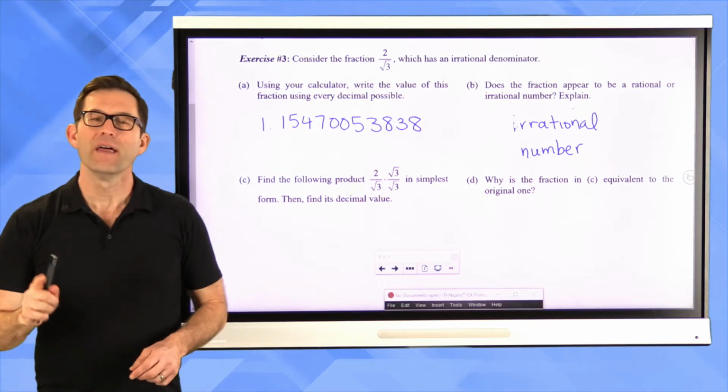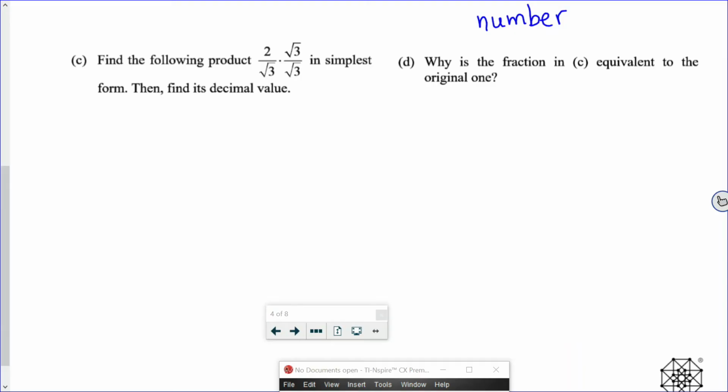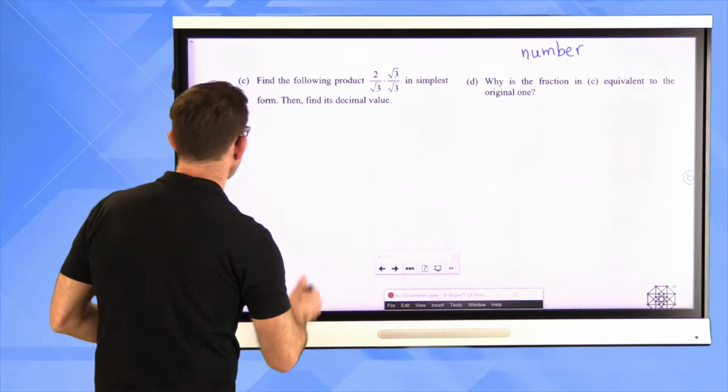All right, now let's take a look at letter C. All right, this is very important. Find the following product. 2 divided by the square root of 3 times square root of 3 divided by square root of 3 in simplest form. Then find its decimal value. All right, well, let's take a look. Let's do this one together, okay?